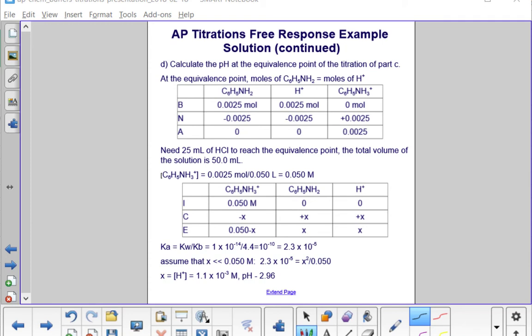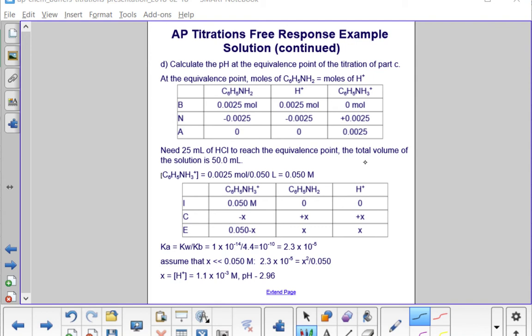At the equivalence point, the moles of C6H5NH2 have to equal the moles of H+. We already calculated in a previous slide, in part C, our starting moles of aniline. When the number of moles of H+ equals that, that's how we know we're at our equivalence point, keeping in mind that we're also producing this conjugate acid in equal amounts. So 25 milliliters of HCl is needed to reach the equivalence point.